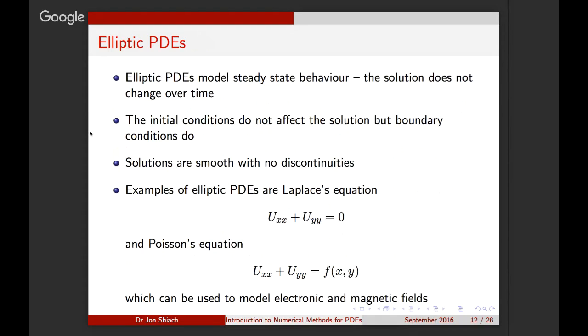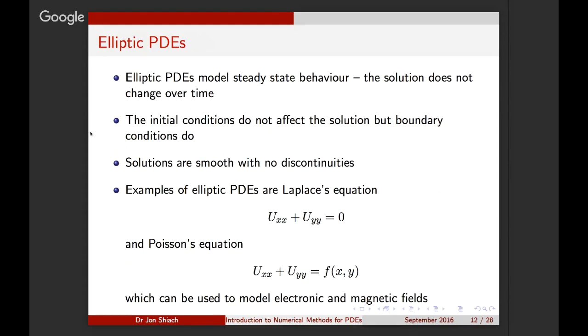Okay. Elliptic PDEs. These are used to model steady state problems. So this is where the solution never changes over time. So there's no t variable in our PDE. For example, electrical fields, magnetic fields. If you've got a magnet, around the magnet there is what we call a field. There'll be a positive and a negative. That doesn't change over time.